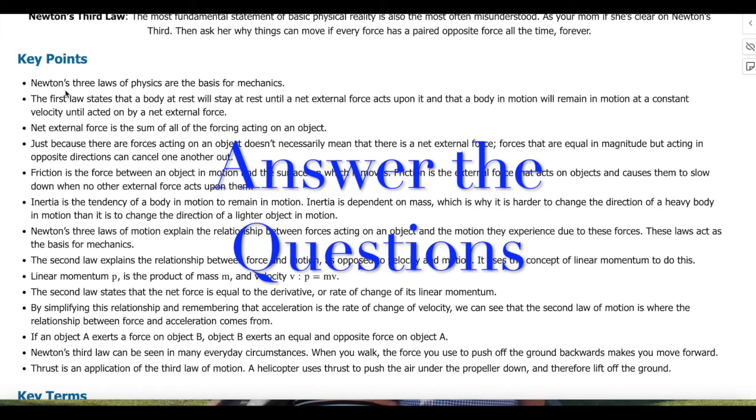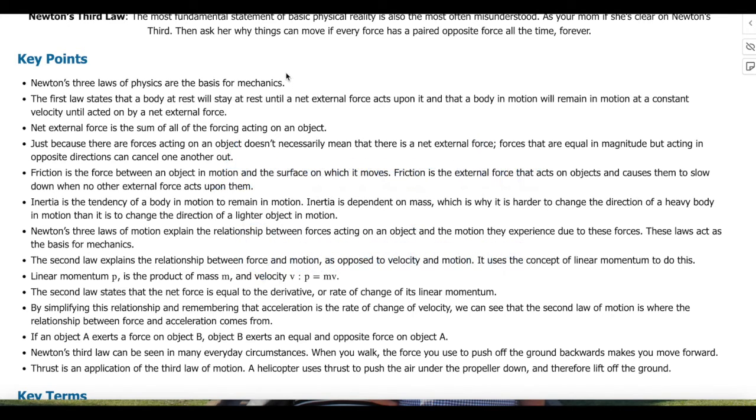For example, the first key point is Newton's 3 laws of physics are the basis for mechanics. How can we turn that into a question? That's right. What are the basis for mechanics? Newton's 3 laws. Or Newton's 3 laws of physics are the basis for what? Mechanics. Okay. The next one.